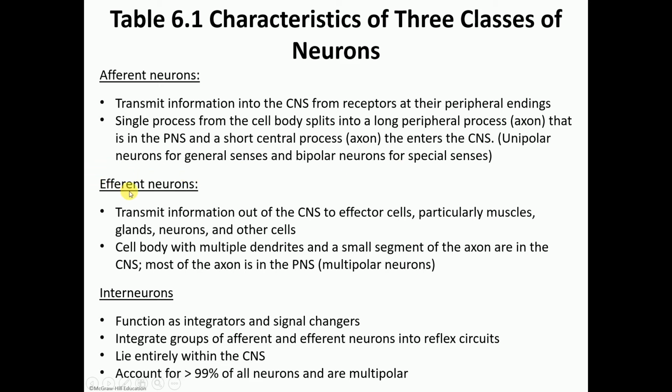Now, the motor or the efferent neuron transmits information out of the CNS to the effectors. These effectors, again, could be either a muscle, a gland, or another neuron. The cell body has multiple dendrites, so these are multipolar neurons. And the axon will take the information from the CNS away towards the peripheries. Your interneurons are integrators, and they connect neurons together, and they are found entirely within the CNS. These interneurons are the majority of our nerves, accounting for about 99% of neurons, and they are all multipolar.